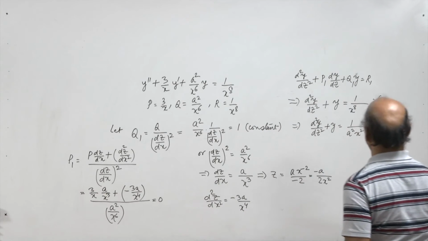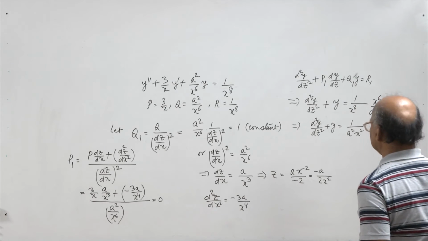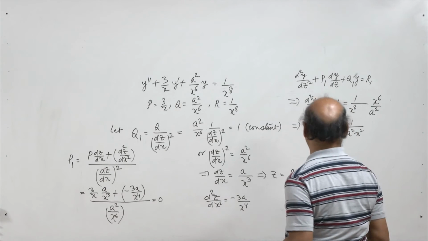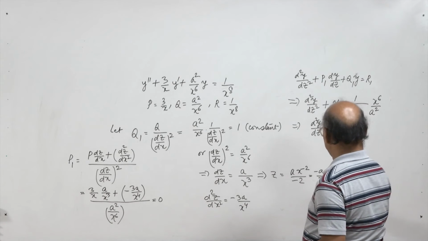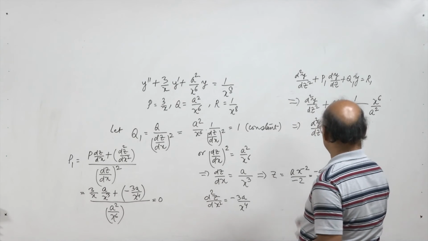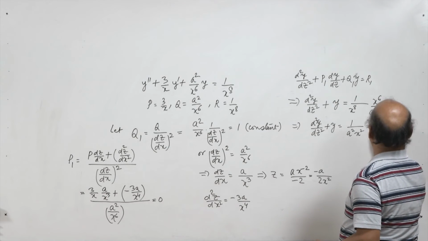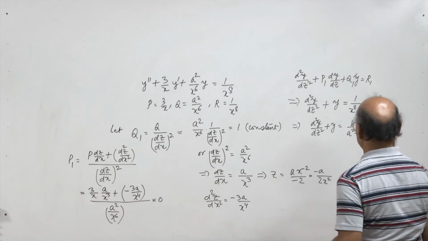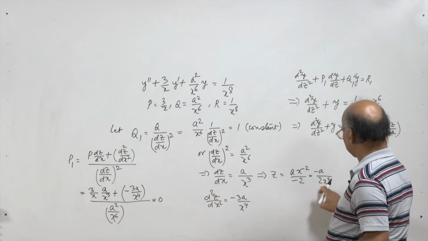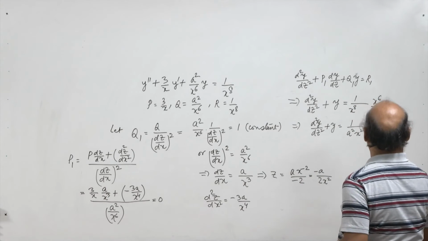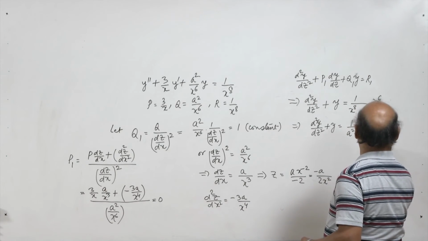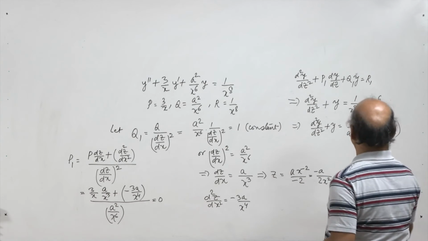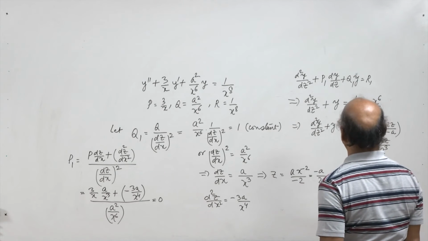Now we have to change the independent variable from x to z, and the relationship is z equal to minus a by 2x square. So 1 by x square is 2z over minus a. So this is 1 by a square times 2z over minus a, so this is minus 2z over a cube. Now this is a second order linear differential equation with constant coefficients.